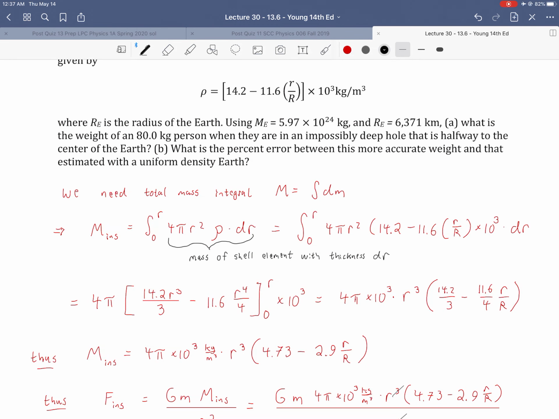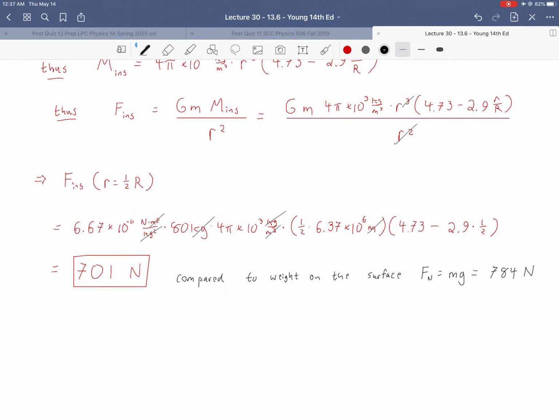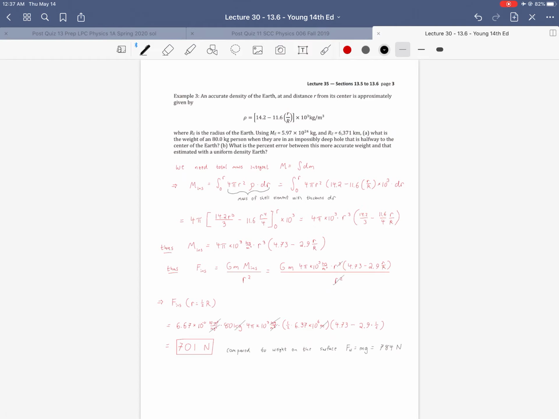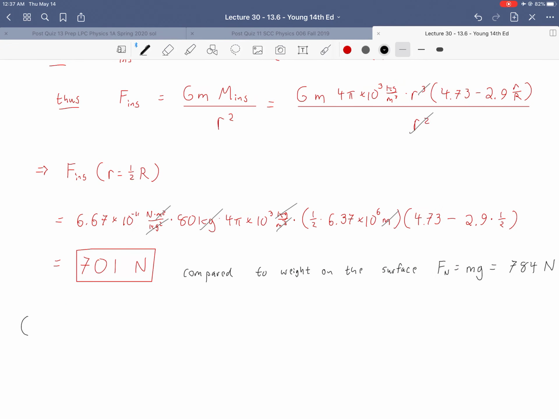All right, so in fact, let's find the percent error between using the uniform density and the more accurate denser core distribution. So what is the percent error between this more accurate weight and that estimated with uniform density? All right, well, we can quickly find the uniform density. See if I have space here. Maybe I'll bleed over to the next page. So for uniform density, F inside for r equals 1/2 R would just be, let's see here, that's the one I wanted to look at. Oh, it's referring to something over here.